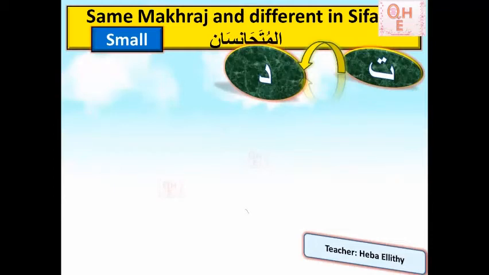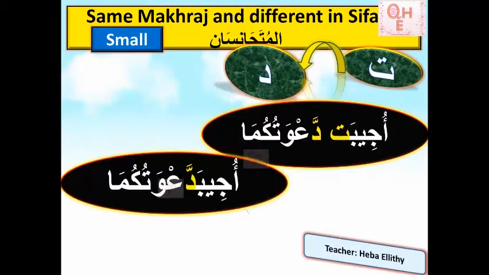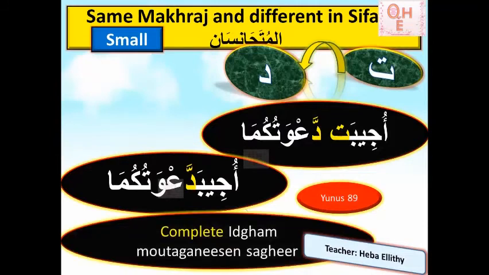We have as an example here, ujibat da, ujibat da. I didn't say ujibat da, I say ujibat da'watukuma. Okay. This is from Surah Yunus, verse 89, and the rule of it is complete idgham mutajanisin صغير. صغير means small, and mutajanisin, this is what we explained right now: same in makhraj, different in sifa.